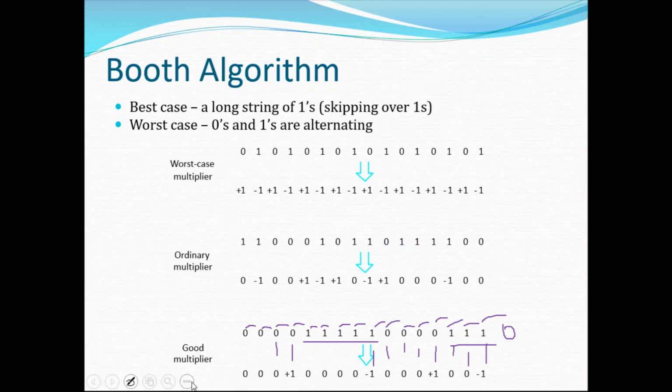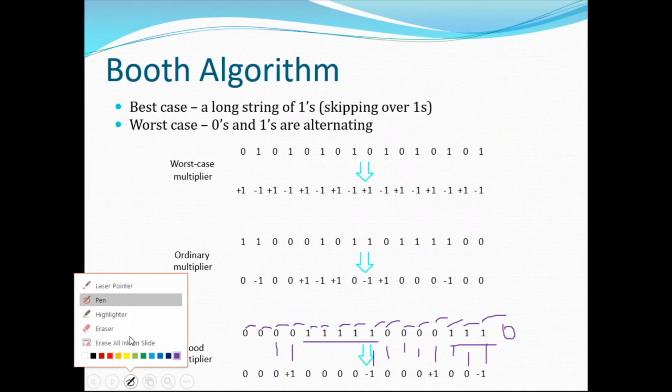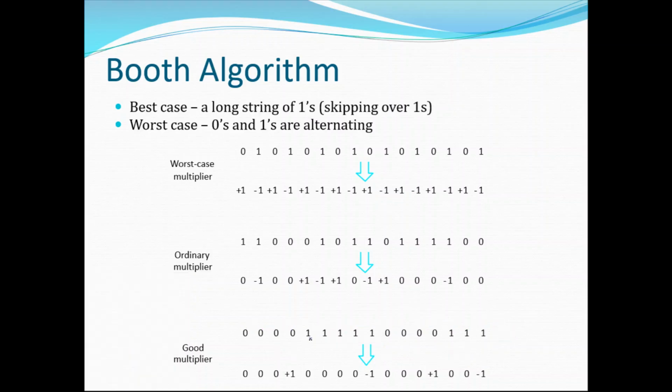Here, if you compare the number of additions, normal multiplication will have 8 additions; the multiplicand will be added 8 times. Whereas with Booth's algorithm, the number of additions will be reduced to just 4 times.